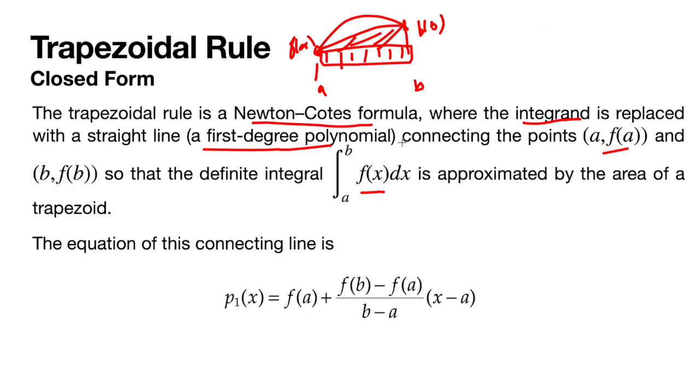So the equation of the line is given by f of a, because we have to start from f of a. So f of a plus f of b minus f of a, which is basically the slope m, multiplied by x minus a. So this is basically the simple formula for the line through the 2 points.